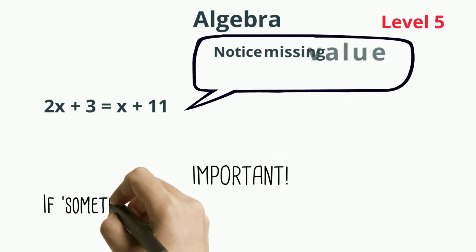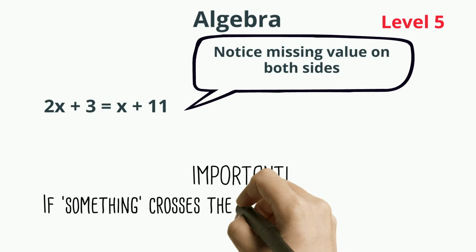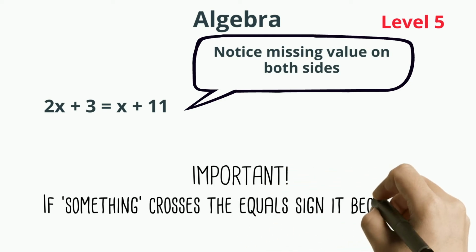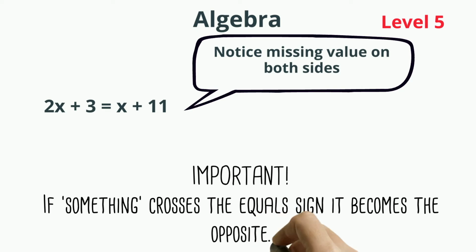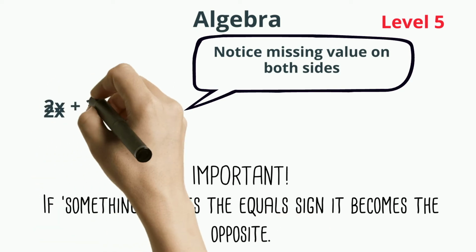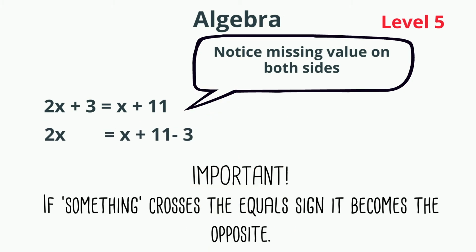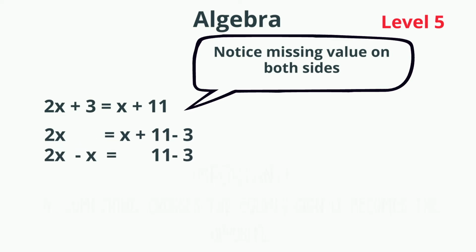So, as before, we want to take the number from the left-hand side and move it across the equal sign to the right-hand side. As before, anything that moves across becomes the opposite. So plus 3 is going to become minus 3, and we move it across. Now, we also need to take the x from the right-hand side and move it to the left-hand side. And again, if it moves across the equal sign, it becomes the opposite.